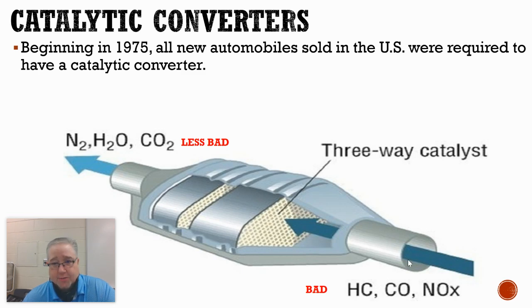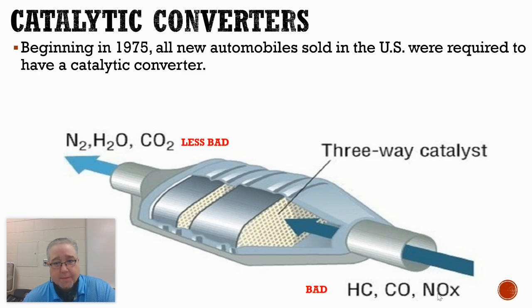Let me explain briefly how this works. There are two ends to it, right? There's an end over here and an end here. This end is basically connected to your car engine. So when your car is burning gasoline, all those emissions are going to pass into this converter, and then on the other side they pass through the other pipe.